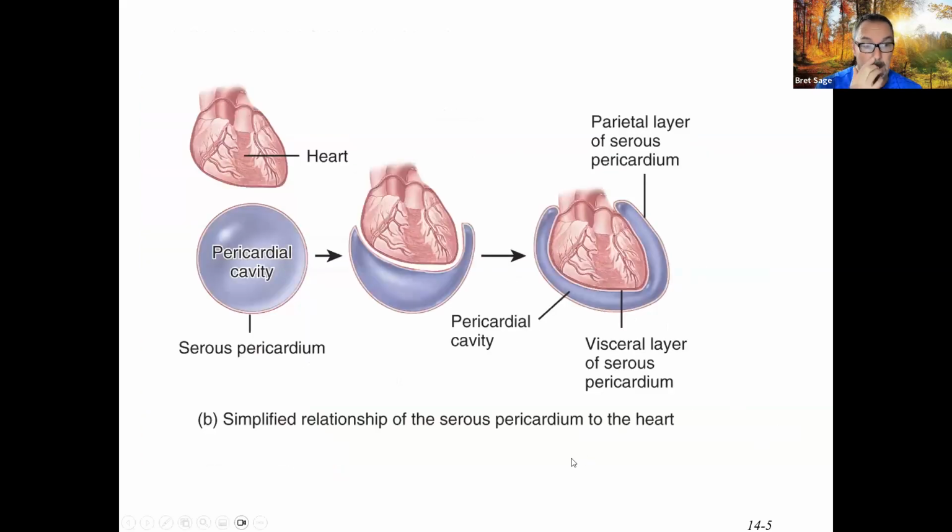Okay, this is an image showing you kind of how you might imagine how the heart would sit inside of the pericardium if it were a balloon full of liquid. And in this image, you can see how it sits there.